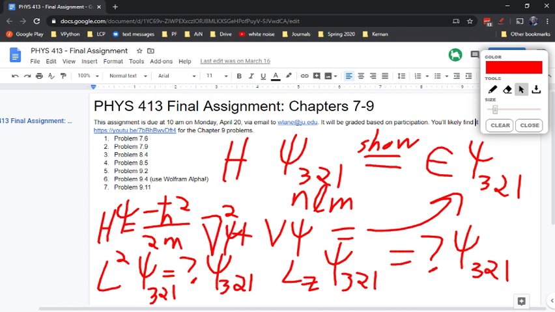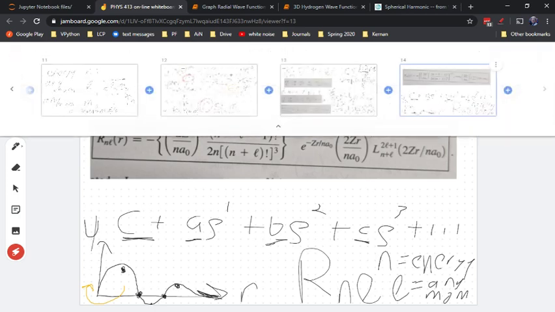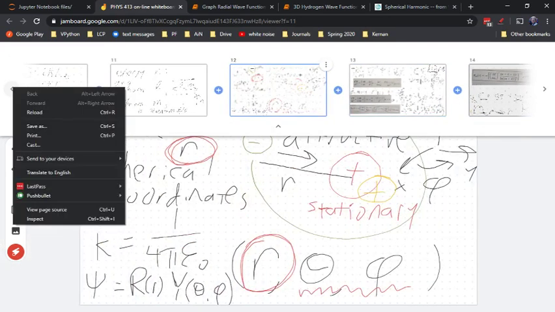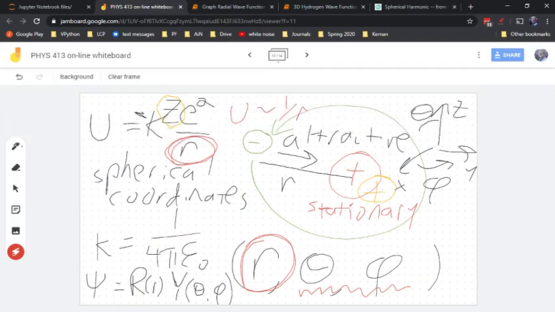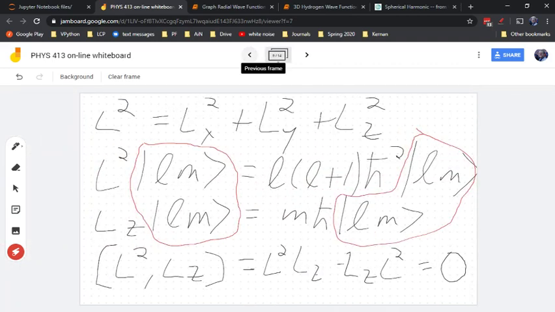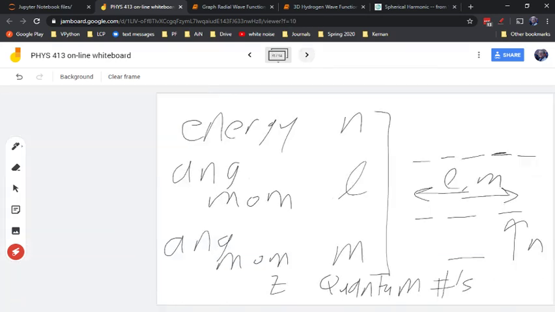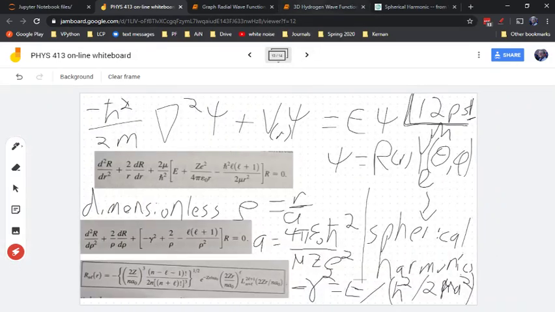So I've reminded you what the h operator looks like here. The L squared and Lz we talked about last time, right? So last time we talked about all of this stuff. So your Lz operator is xpy minus ypx. Here's what py and px are. And then your L squared is just this thing squared plus this thing squared plus this thing squared. It takes a little bit of doing, but it's pretty straightforward.